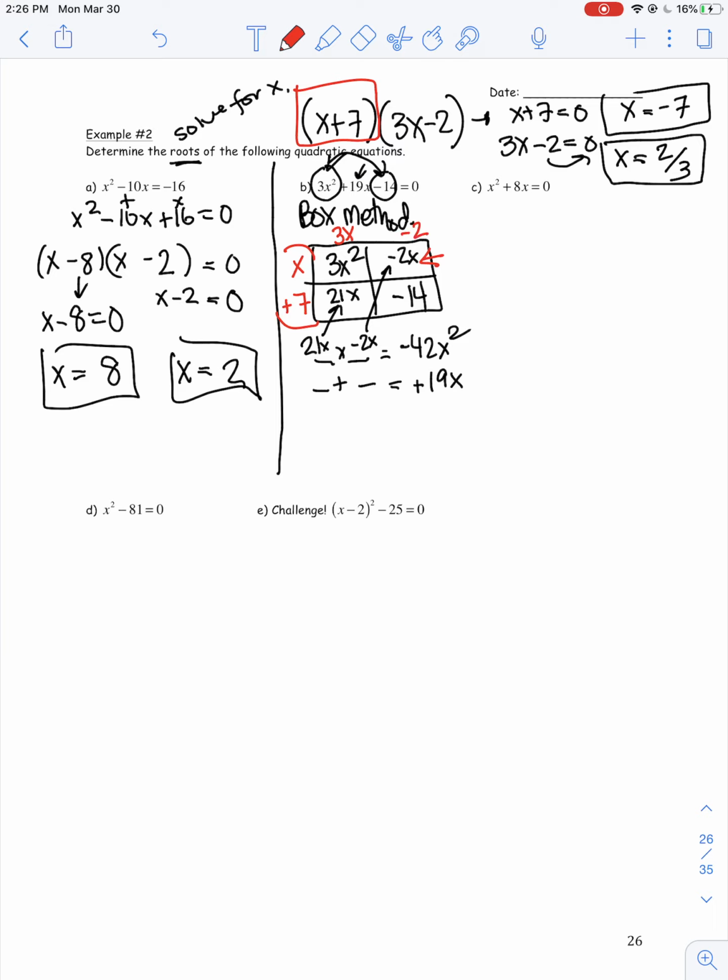And then x times something has to give me negative 2x. Well, negative 2 times x gives me negative 2x. So there is your last bracket. Now you just confirm that negative 2 times 7 gives me negative 14. It does. So there's your second bracket at the top. Okay, so there's your one bracket, there's your second bracket, and then you just go on to solve like any other example. So that's your box method.